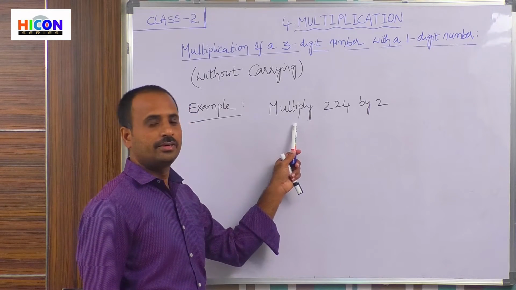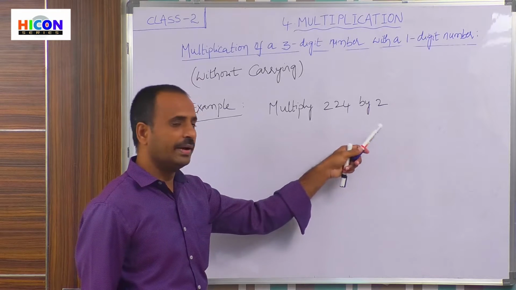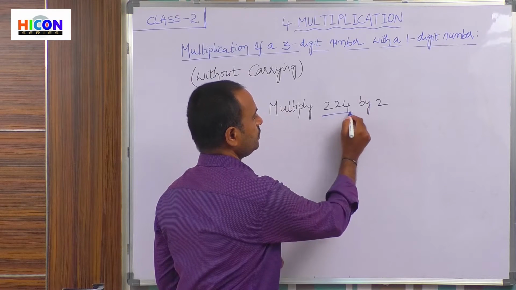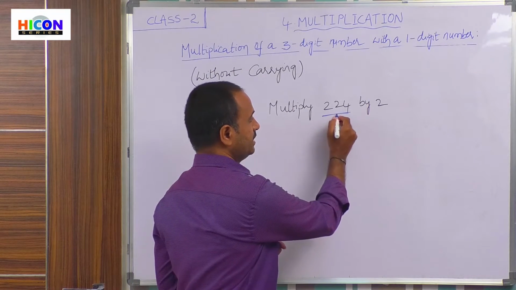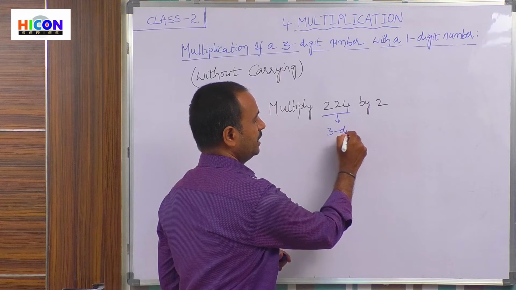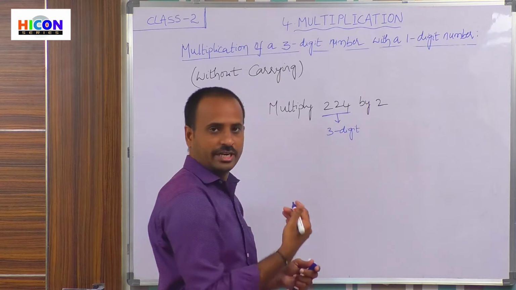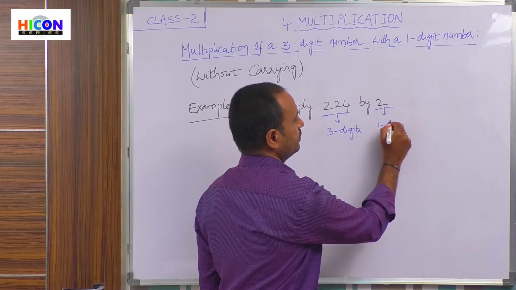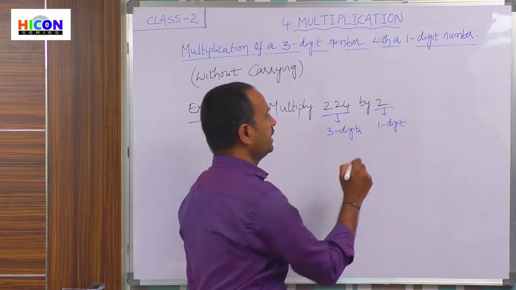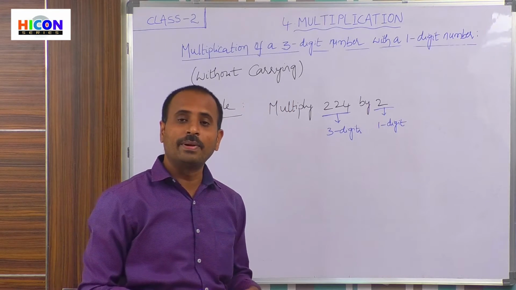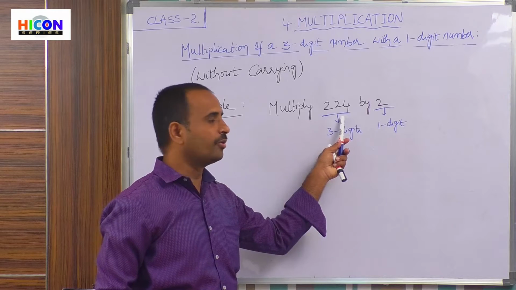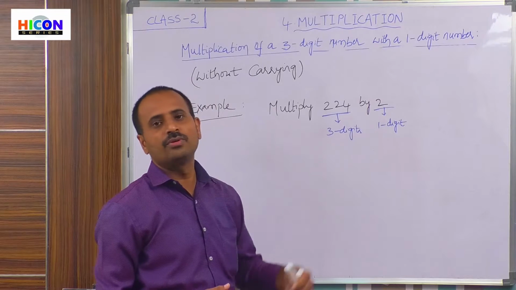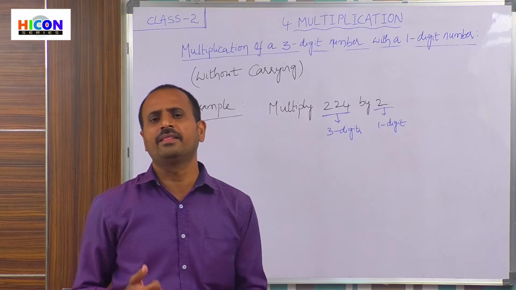Multiply 224 by 2. So children, here 224 is a 3-digit number and 2 is a 1-digit number. Now we have to multiply 224 with 2. So how to multiply? Again the same process.